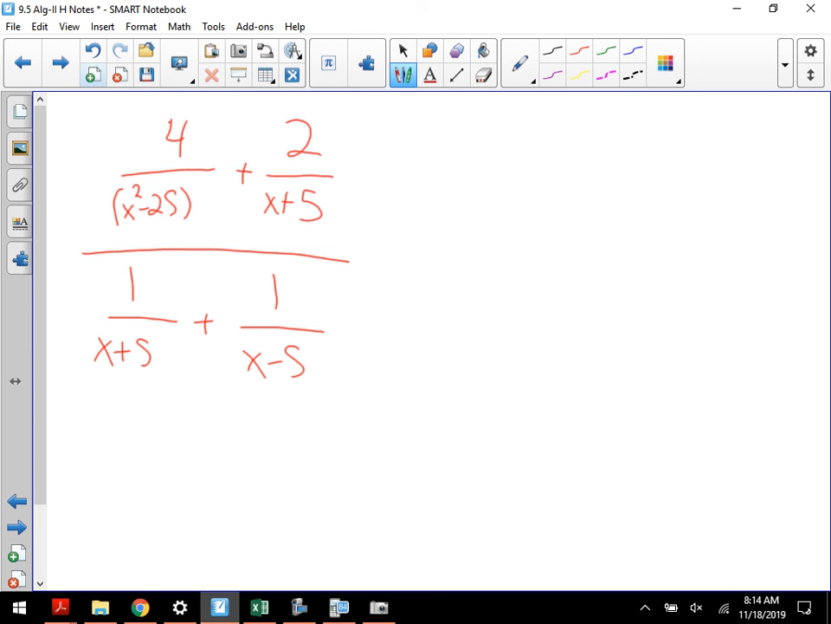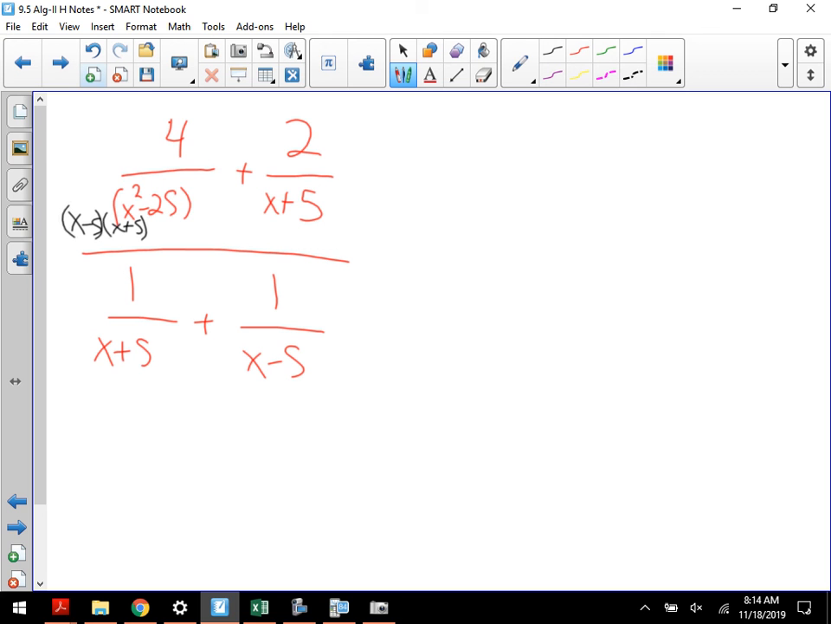So in this one, again, as you're starting to go through, you want to factor your denominators to get your common denominator. As you're writing this down, I would have written it down as 4 over x plus 5, x minus 5. That way you're a step ahead on that. So this has an x minus 5, x plus 5.